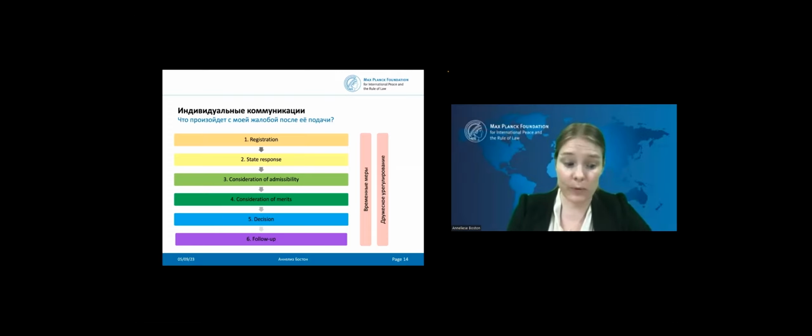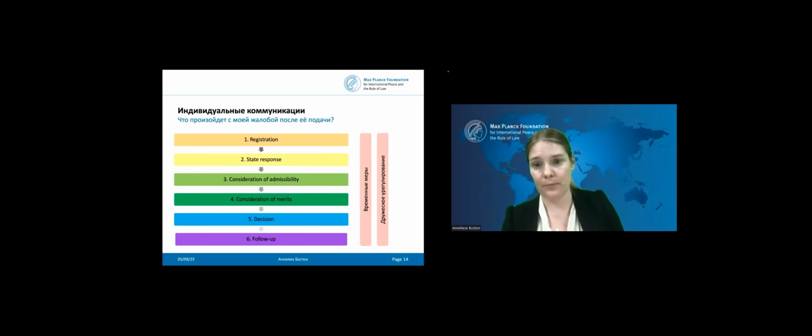The other special step is friendly settlement. So some treaty bodies allow for friendly settlement. So if the complainant and the state come to an agreement by themselves, the complaint is considered to have been settled and the process of the treaty body considering the complaint will not continue. So I hope that gives a very quick overview of the process.